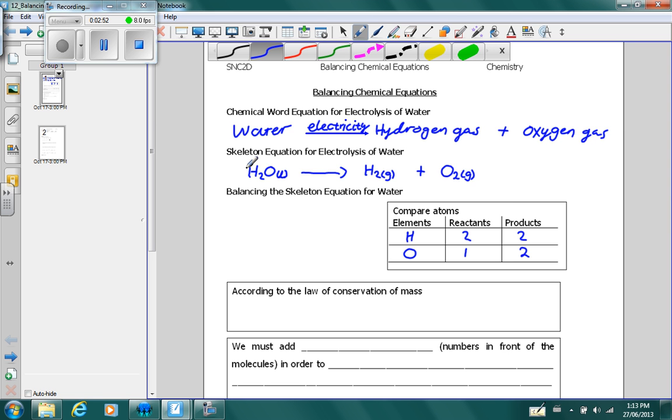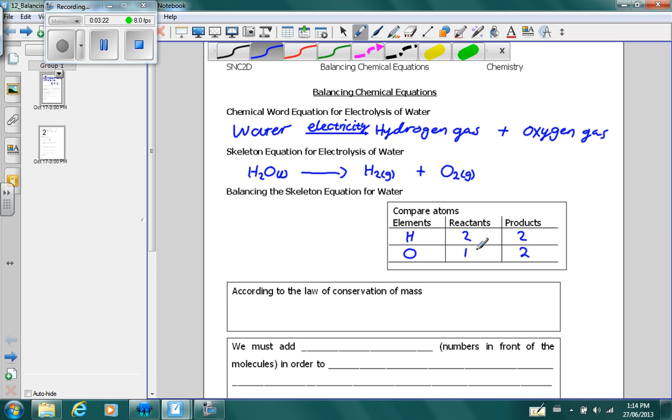So we can clearly see here that we have an imbalance with our oxygen. We have 2 hydrogens and 2 hydrogens on either side. We have 1 oxygen and yet 2 oxygens. So that's our imbalanced area there. That's the first thing we're going to be looking at. Remember, the general rule is to first of all balance anything other than hydrogen and oxygen, then go to hydrogen, then go to oxygen last. But as we have only hydrogen and oxygen, I'm just going to look at what's imbalanced and start from there.